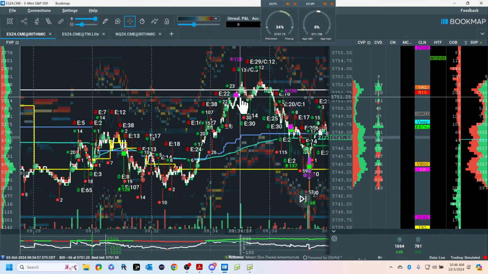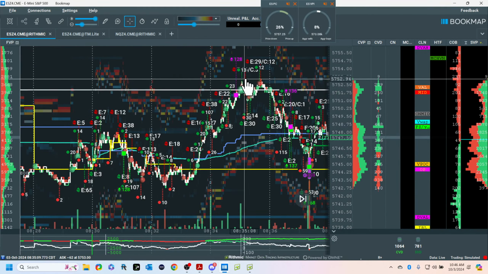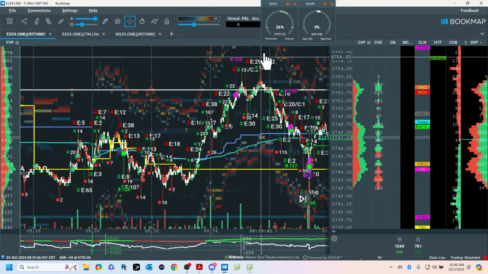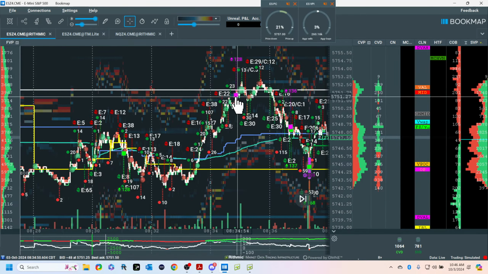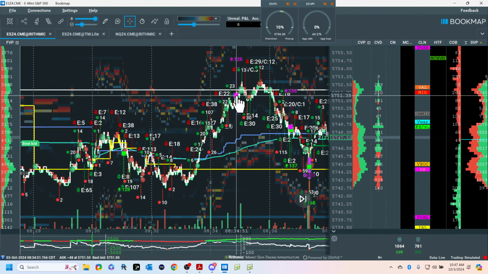So this is the absorption detector. It's showing me that there's a seller here. Okay, well, fine. Buyer is here. As far as I know, right here, it's just going to keep going. But let's look a little further. So my seller is here. They get absorbed.